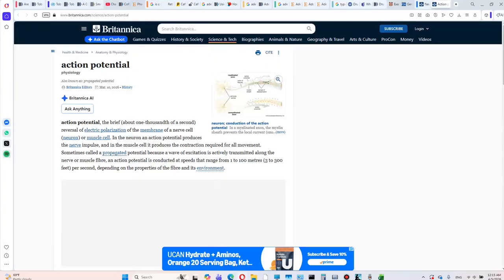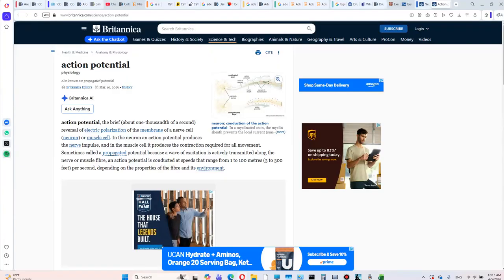Sometimes called a propagated potential because a wave of excitement is actively transmitted along the nerve or muscle fiber. An action potential is conducted at speeds that range from 1 to 100 meters, 3 to 300 feet per second, depending on the properties of the fiber and its environment.